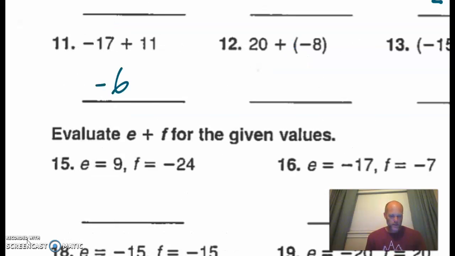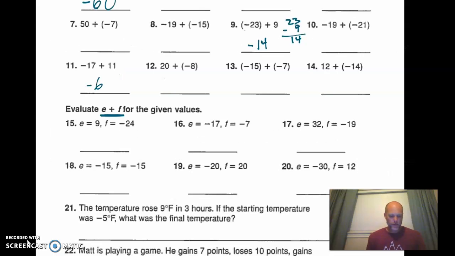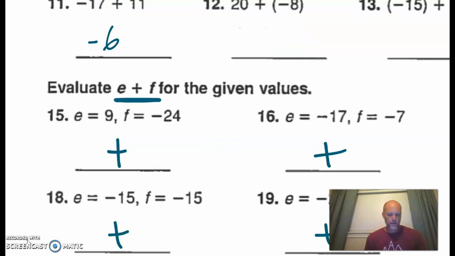If you're in my class, we did substitution the other day. The instructions say evaluate E plus F. So that means every one of these problems is just adding. And it's going to be E plus F. This is called substitution. If your teacher's not there, who takes their position for the day? A substitute. Okay? We're going to do E plus F.